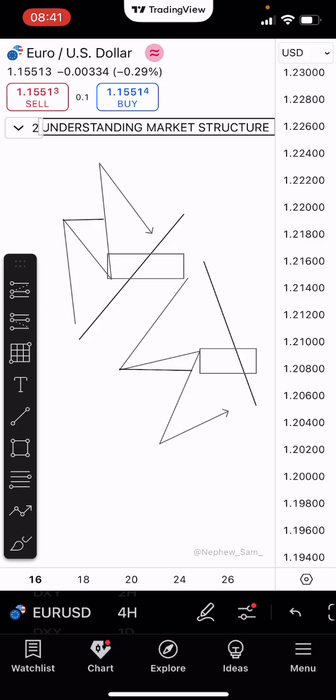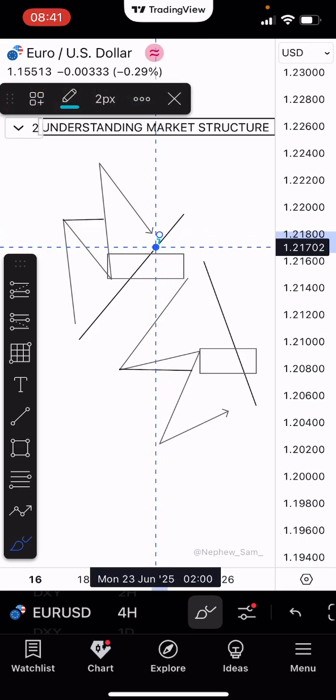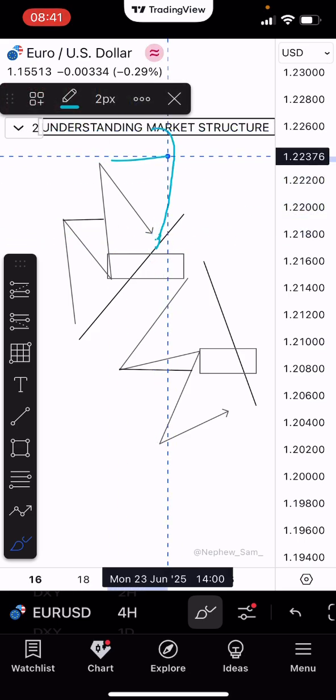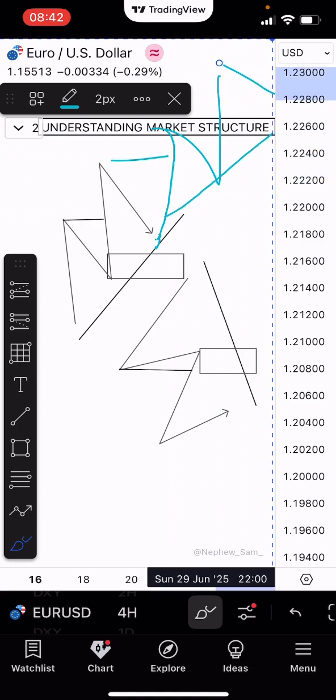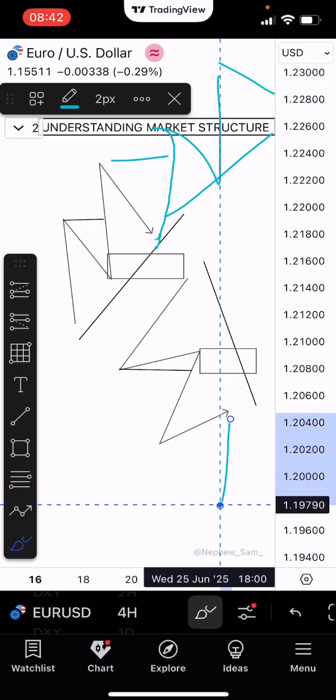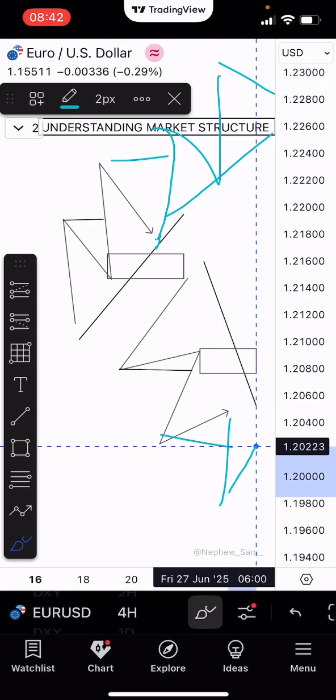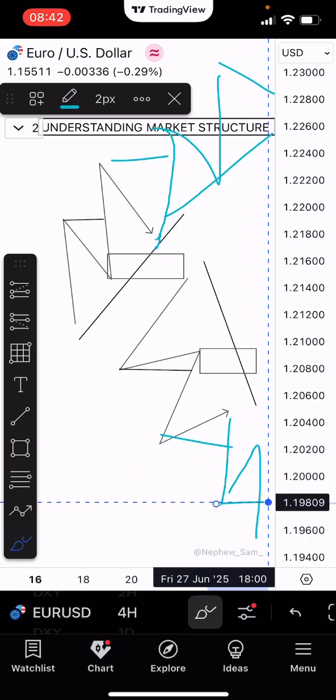So what do we expect? Now this is what we expect. We expect price to respect this level and then move to the upside, break previous structure, pull back like that, and continue in this direction. Now same thing for a bearish market: breaks previous structure, pulls back, continue like that, for a bullish market and for a bearish market.